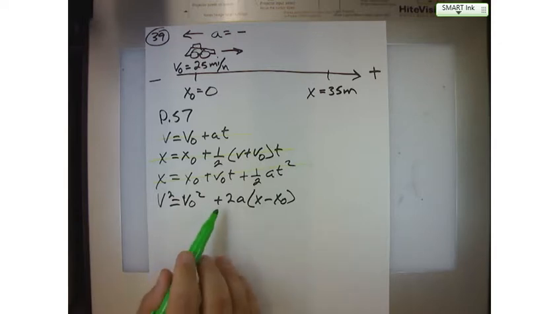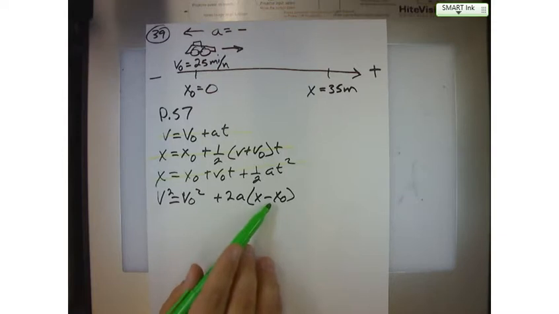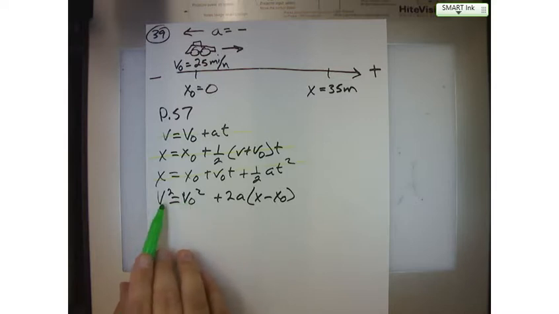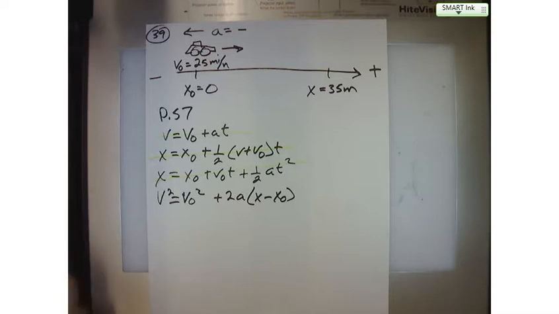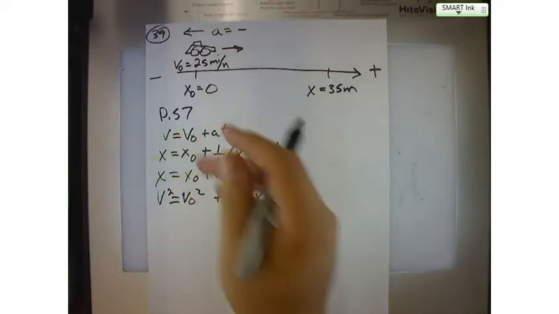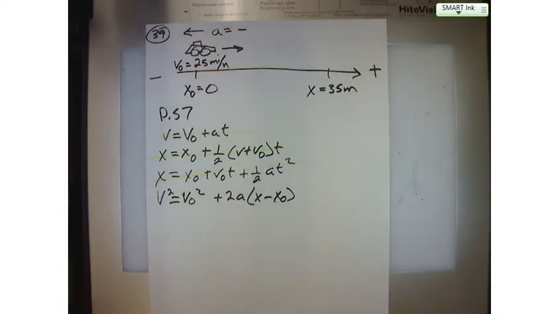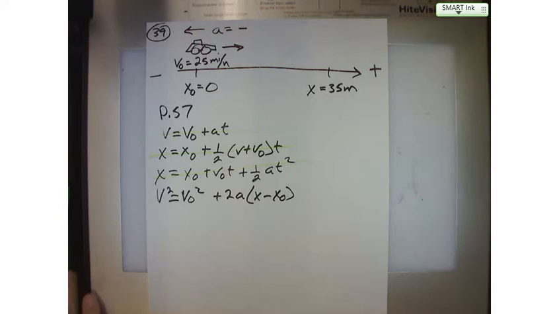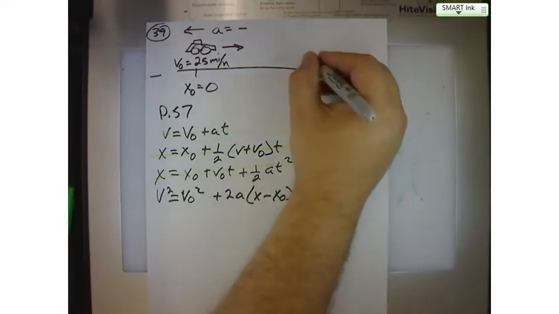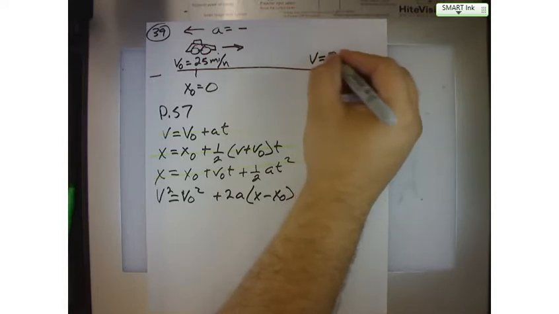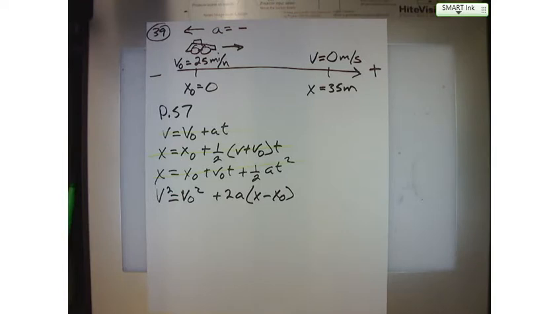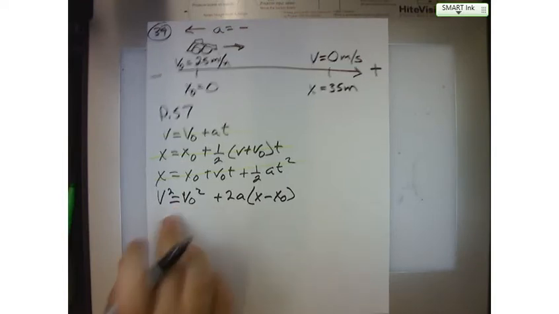This one looks good because it has acceleration and the displacement, and I have those. I have the initial velocity. The only problem is I'm not quite sure what the final velocity is. Or am I? Let's think this through. My car is traveling at 25 miles per hour. I have to come to a complete stop in 35 meters. A complete stop would mean that my velocity would have to be 0 meters per second, wouldn't it? So this is the one that will work.